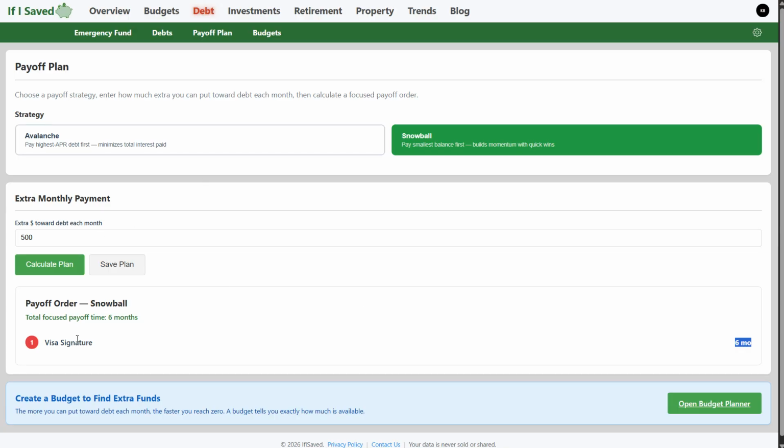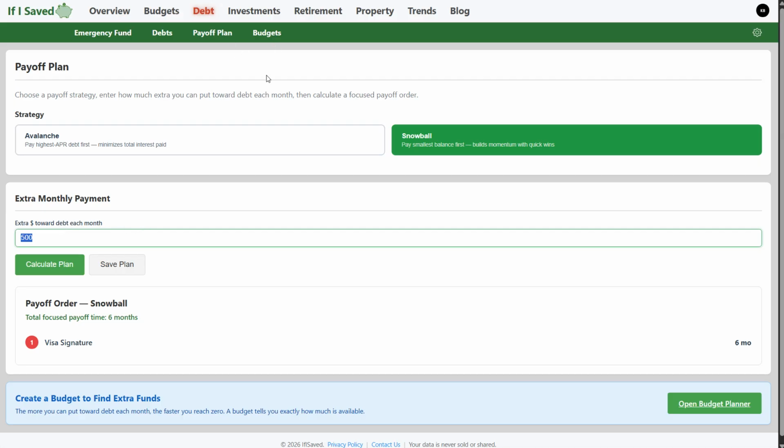So this will tell you the order in which you should pay them off. Again, this isn't a great example because I only have one debt in this case, but it'll show you which ones you pay off first and how long it'll take to do it if you're paying a certain amount per month for each debt.